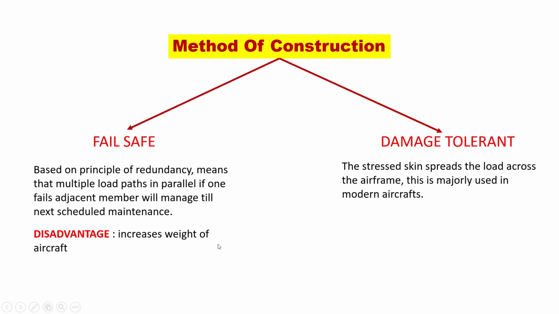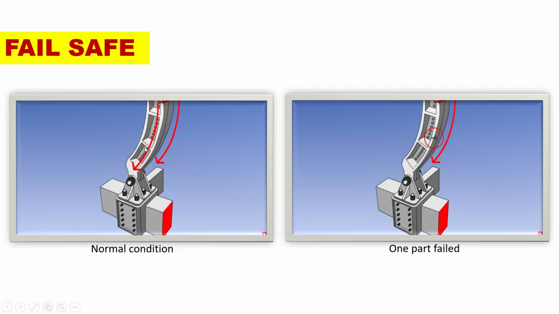And then the second method, which is used in modern airliners, is damage tolerant. In this, the stressed skin, the top layer of the aircraft, the aluminum sheet that the aircraft is covered in, spreads the load across the airframe so that the load is taken by the skin. We'll go into details of this. I'll tell you. So first we have fail safe.